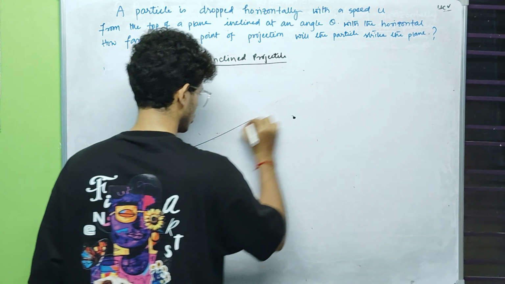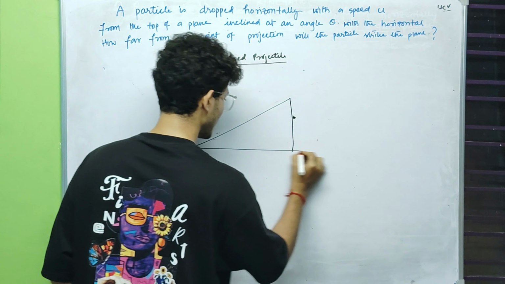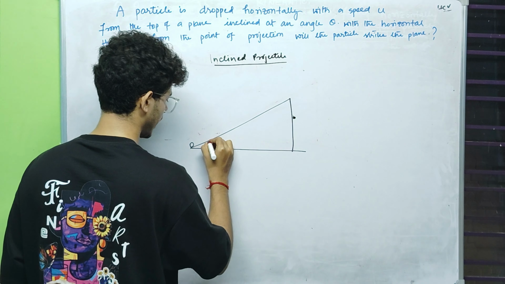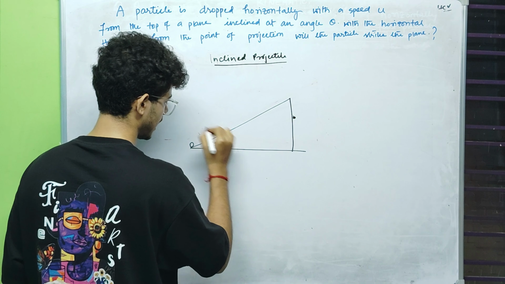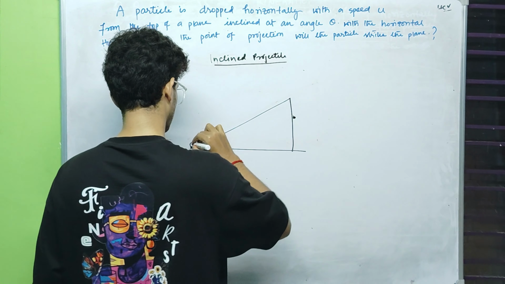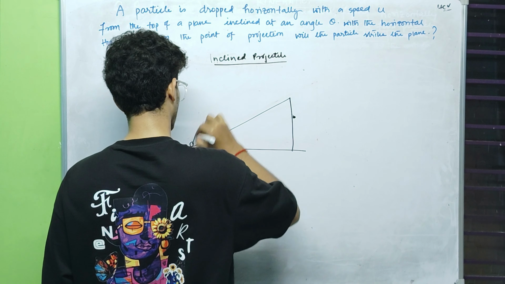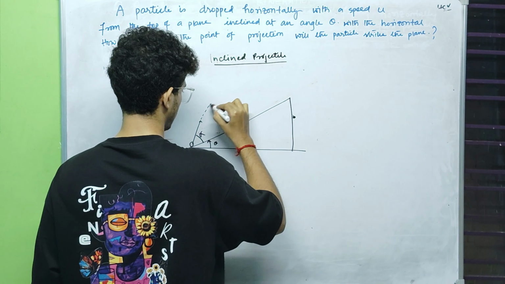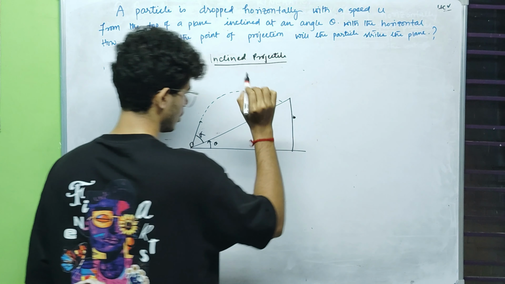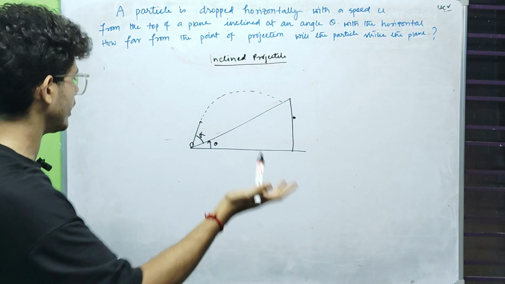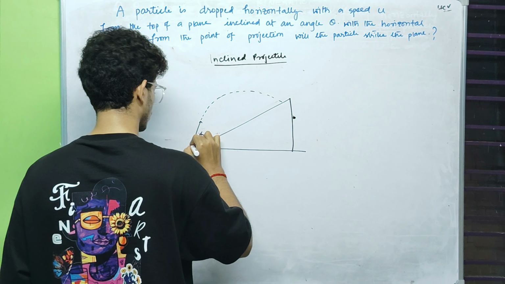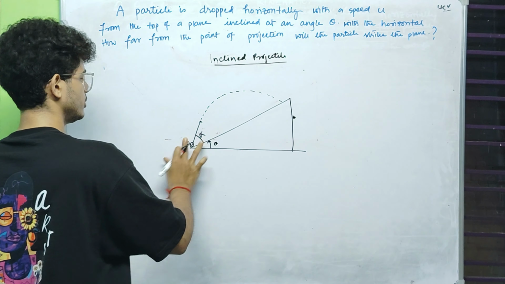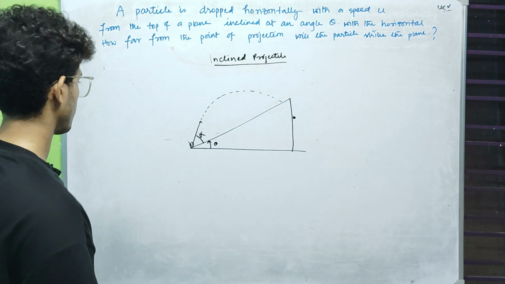This is nothing but when a projectile is being projected from an inclined plane, which is inclined at an angle theta, and the object is being projected with the angle of launch alpha, then the path that it is going to follow, or the motion it is going to possess, is known as the inclined projectile. Okay, so how to solve this?